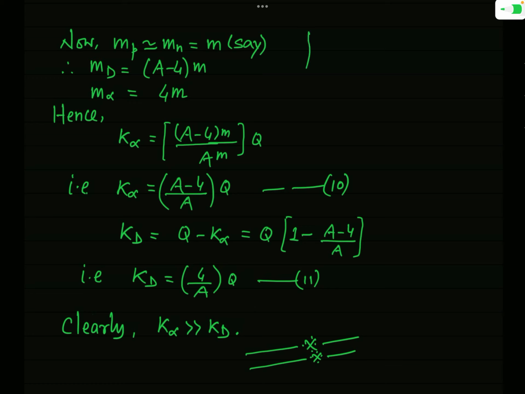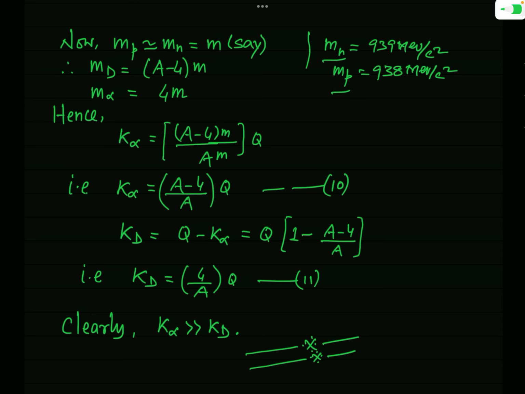You have an idea. In fact, when you write the mass of a neutron in terms of the unit of energy, this is 939 MeV per c square. This is the mass of a neutron. And the mass of a proton is 938 MeV per c square. So you can see that the neutron is slightly more massive than a proton.